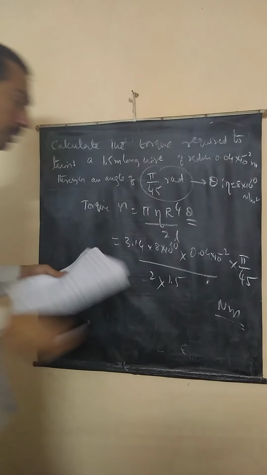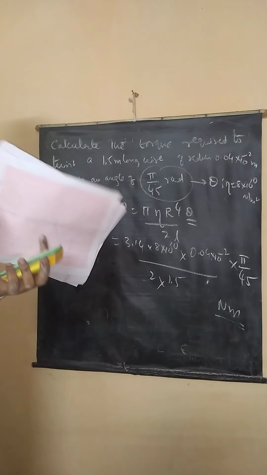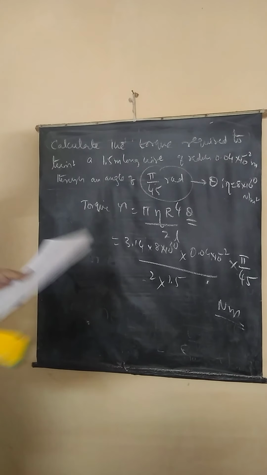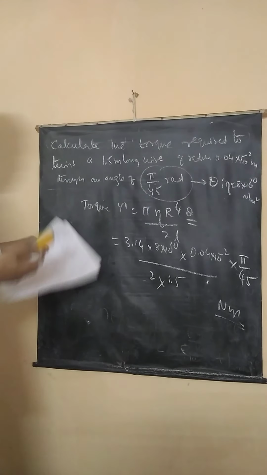Unit of torque is Newton meter. Torque is nothing but force into distance. It is also called as moment of force. Correct? Couple is also force into distance. So solve this.